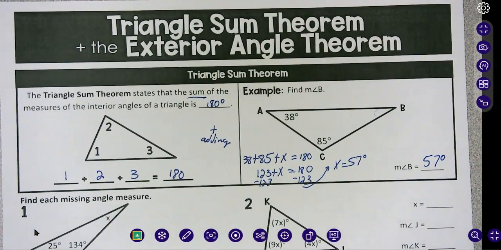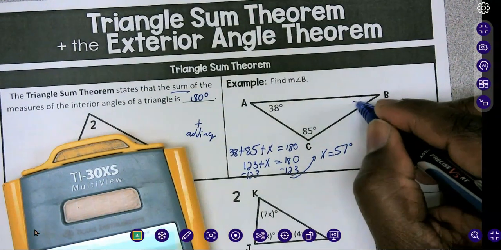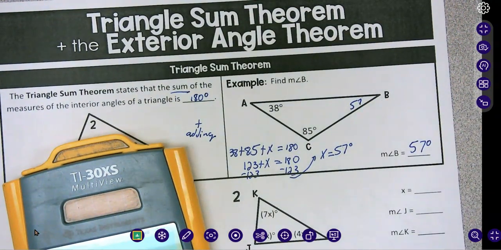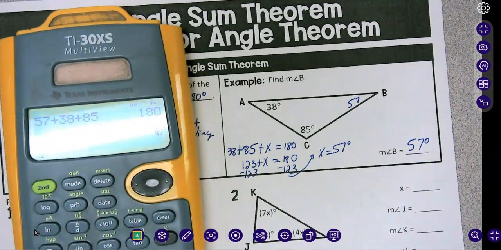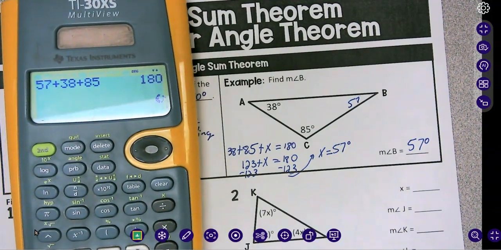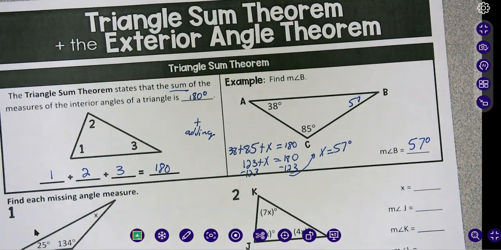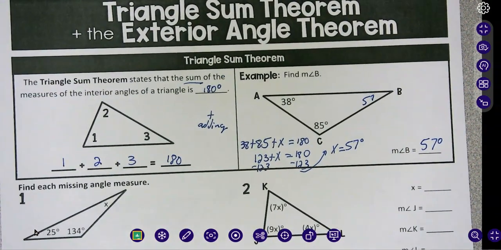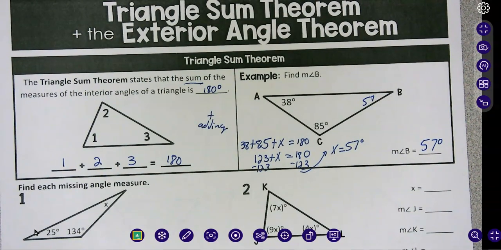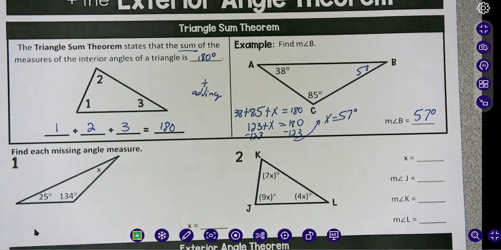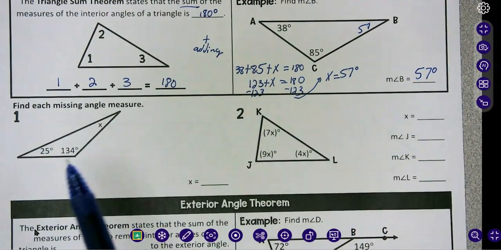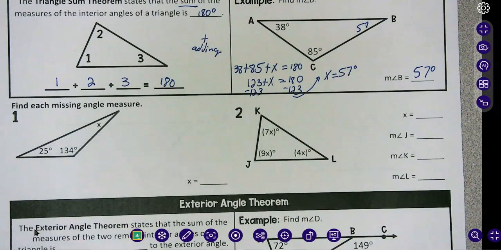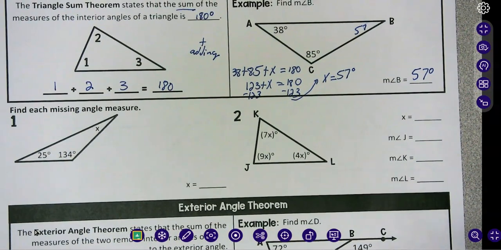And let's check that. Shouldn't 57 plus 38 plus 85 equal 180? I put that in the calculator. All right, so really, all this is saying, something that you should already know or maybe have heard, is that all 3 angles of a triangle add up to be 180 degrees. Okay, let's look at number 2 right here. You can figure out number 1. Write it down and figure it out. I'll give you the answer here in a second.